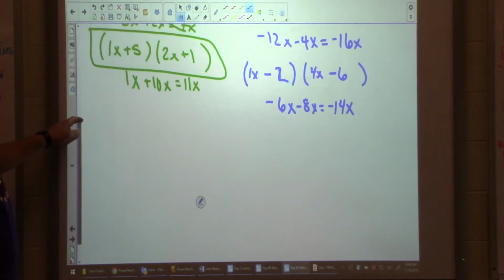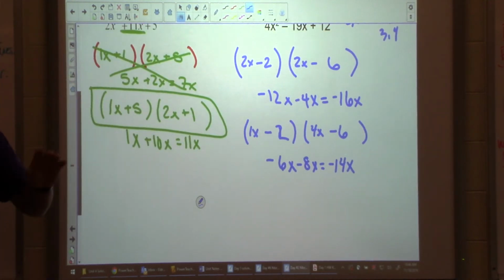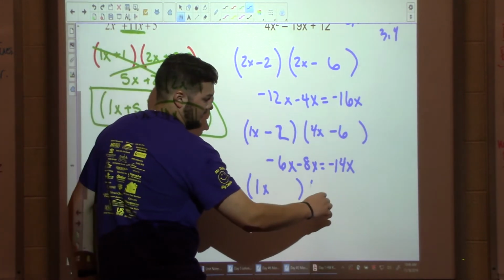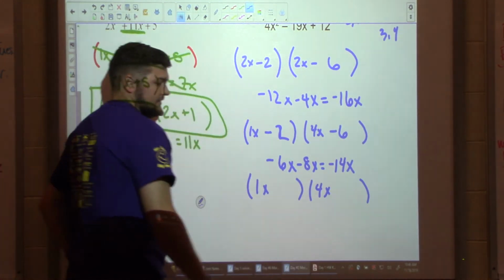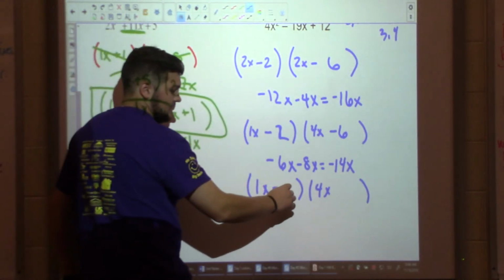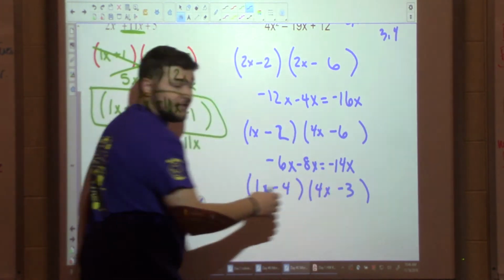Okay, what else do you want to try? 3 and 4 with 4x. Okay, so 1x here, 4x here still. And where do you want 3 and 4? I left the 4 with the 1 and then the 3. So minus 4, minus 3, like that.